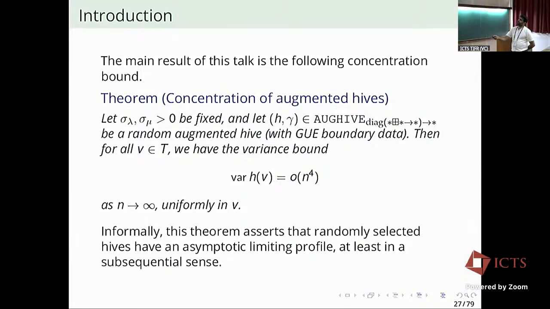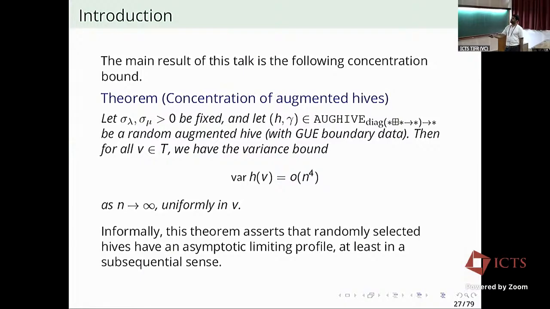If you let sigma lambda, sigma mu be greater than 0 and fixed, and let H and gamma be random augmented hives with these boundaries, then for any vertex, any point v in the hive part, we have the variance bound: variance of H of v is equal to little o of n to the 4. Now it turns out that the values themselves are of the magnitude of n squared. So when you say that the variance is little o of n to the 4, that's the concentration result. It says that the fluctuations are little o compared to the value, as n tends to infinity, uniformly in v.